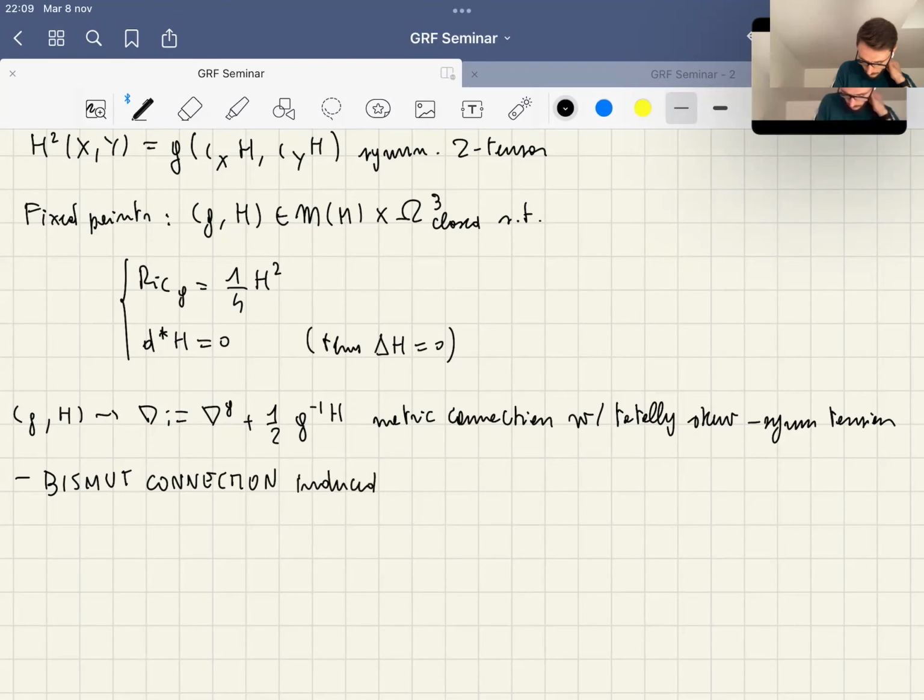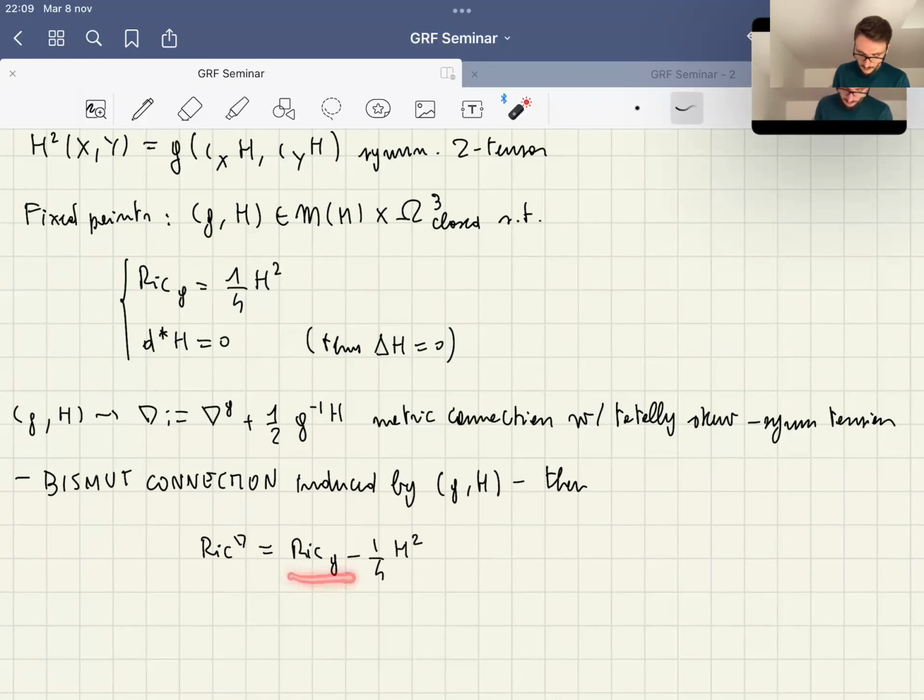induced by the pair (g, H), as it has as a special case the usual Bismut connection in the case of Kähler with torsion manifolds in complex non-Kähler geometry. In such a case, once we consider this metric connection here, since it has non-trivial torsion, its Ricci tensor is not symmetric, and in particular, it will split as follows. You will have a symmetric part, which is given by the Ricci tensor of the Riemannian metric minus 1/4 the symmetric 2-tensor H², and a skew-symmetric part, minus 1/2 of the codifferential of H. So we have the splitting in the symmetric and skew-symmetric part.